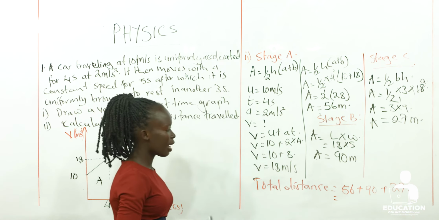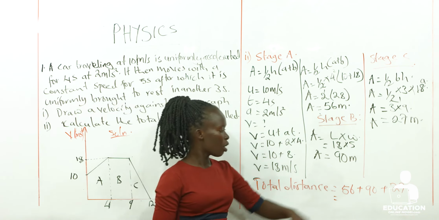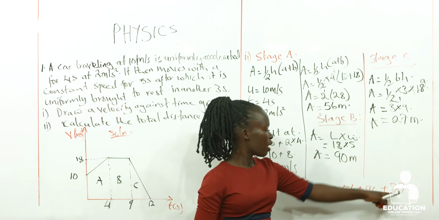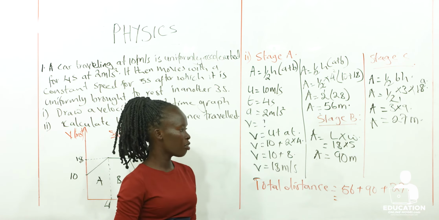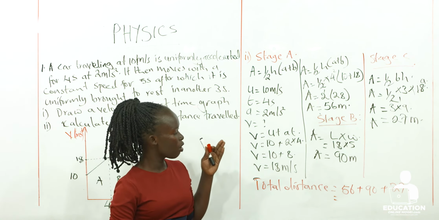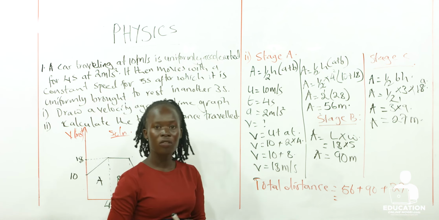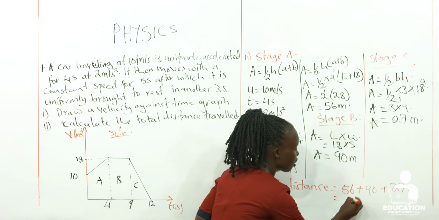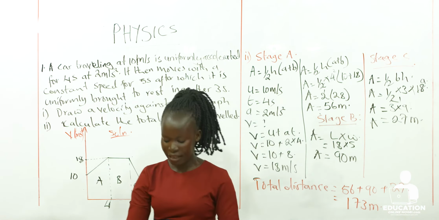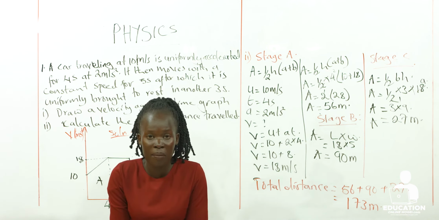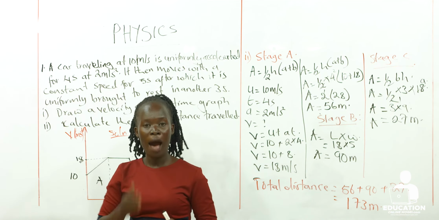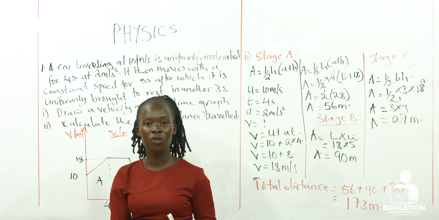So let's see. 56 plus 90, what will it give us? That will give us 146. Then we have plus 27. So if we have 146 and then add 27 to it, what shall we get? We shall have 173. So that means that we are going to be having a distance of 173 meters. So the 173 meters is actually the total distance covered by the car when it was traveling, from the point it started its motion up to the point it came to rest.